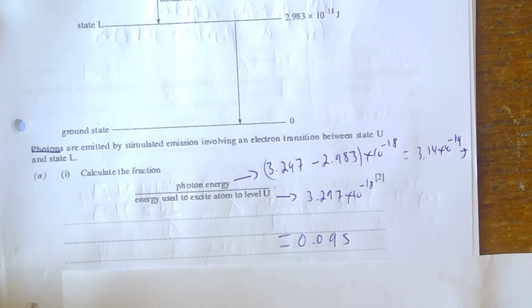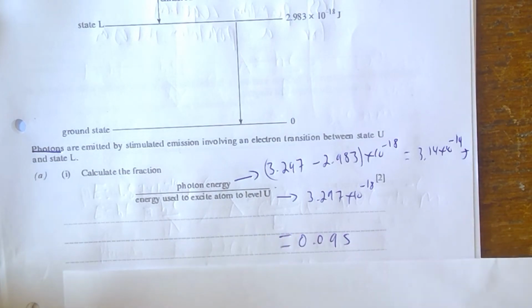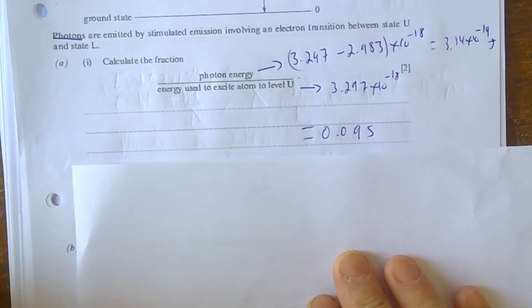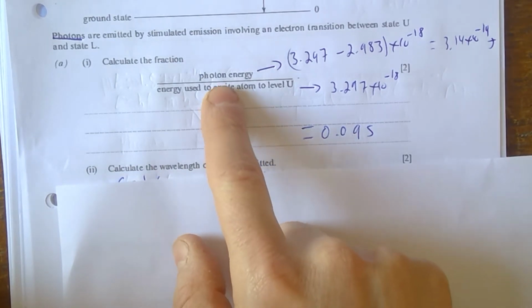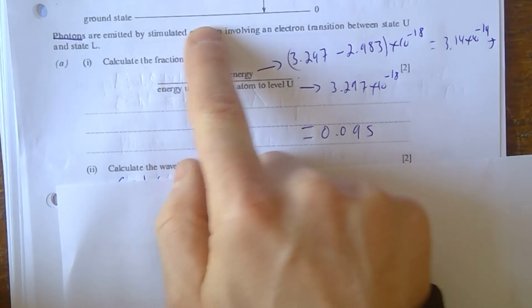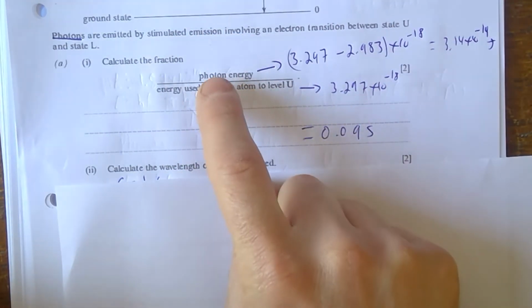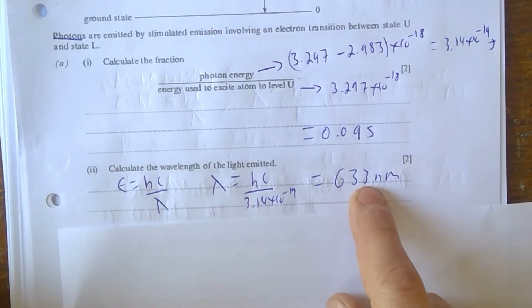You may be thinking, well, that's not a fraction, it's a decimal. Yes, we want to calculate the fraction. 2 over 3 calculated is 0.67, for example. Right, we don't like fractions in physics. Right, calculate the wavelength of the light emitted. Well, that would be these photons emitted by stimulated emission. So we need to deal with this energy here. E equals hc over lambda, lambda equals hc over E, 633 nanometers.